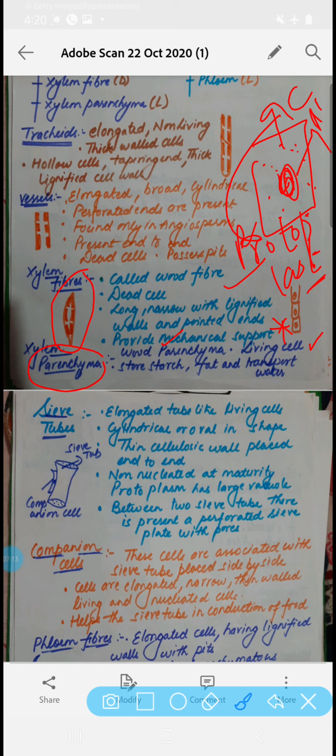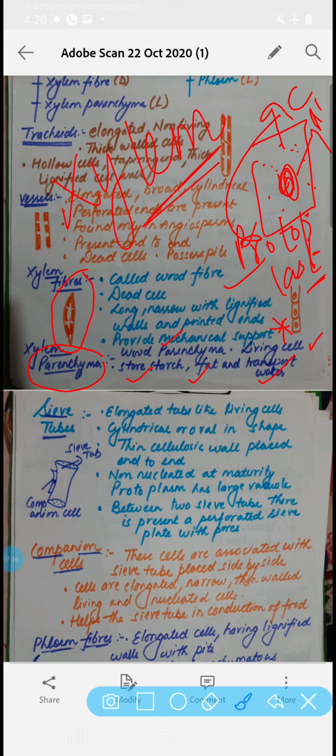So what is the function of this? It can store starch and fat, and helps in the transport of water. Okay, so the main wood part of a tree, that is xylem. That is xylem.